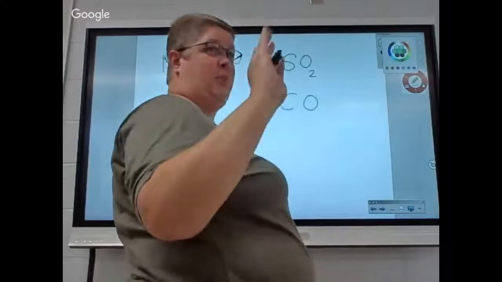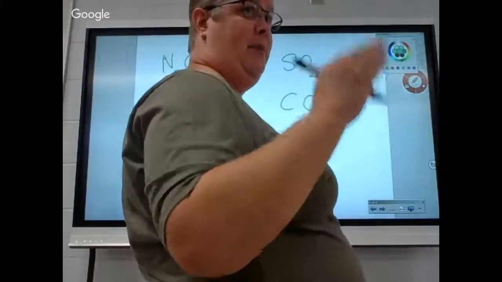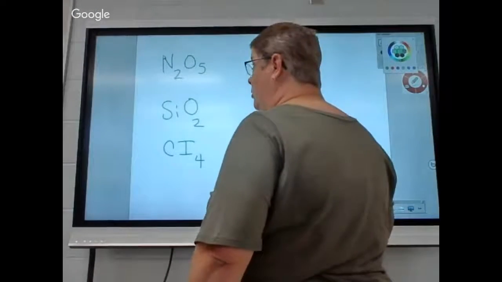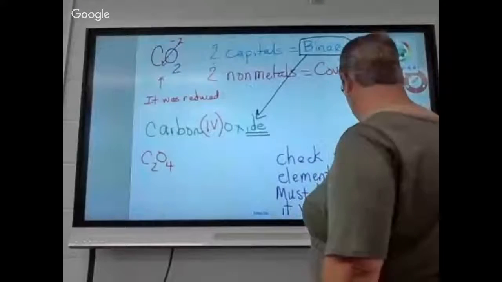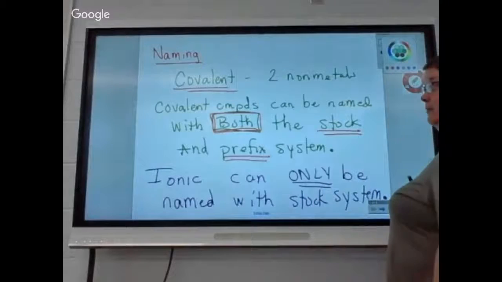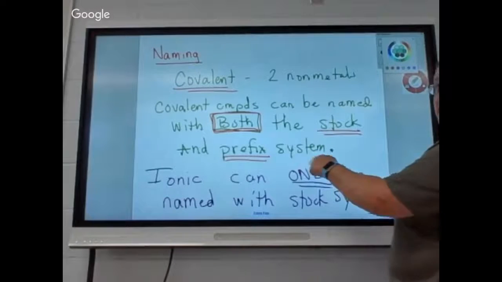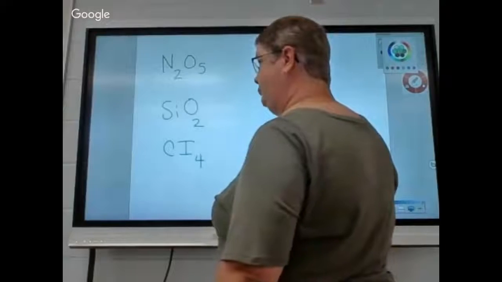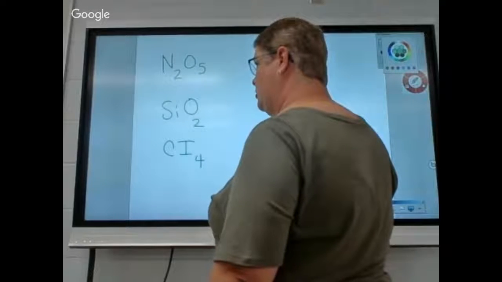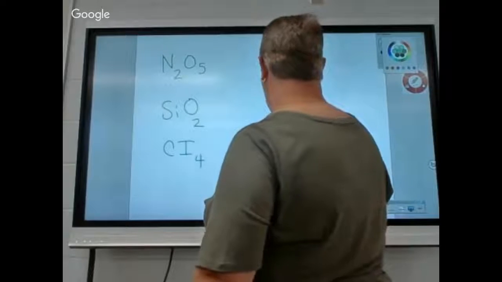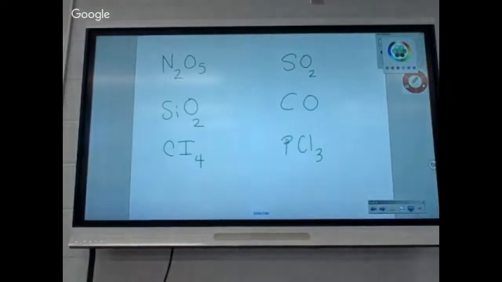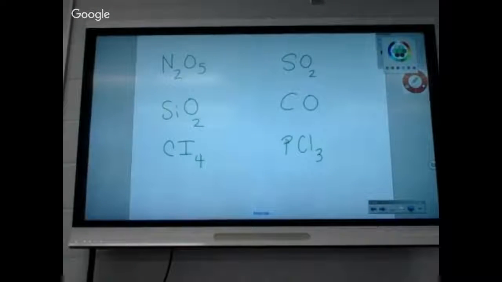And you might want to leave a little space because we're going to come back to these and name them the second way after we name them the stock system. Remember, for those of you who were not here, we said covalent can be named stock system and with a prefix system. Not that I'm going to hold that against you, but you were here. All right, name those 6. If they ring the bell while you're working on that, those of you with the breakfast things, go get the breakfast and then get back here and name those 6.